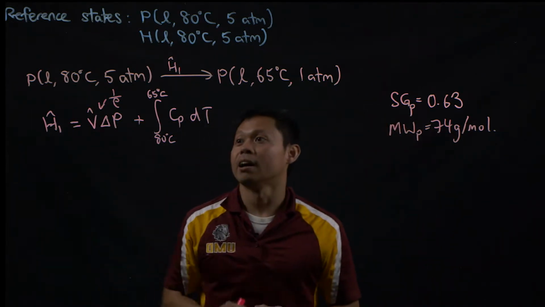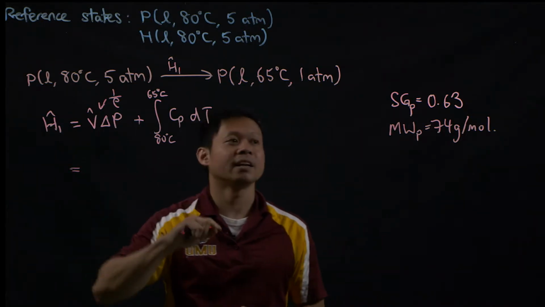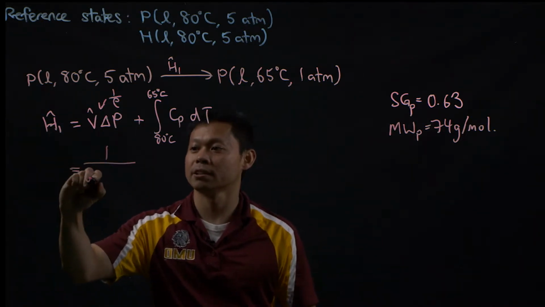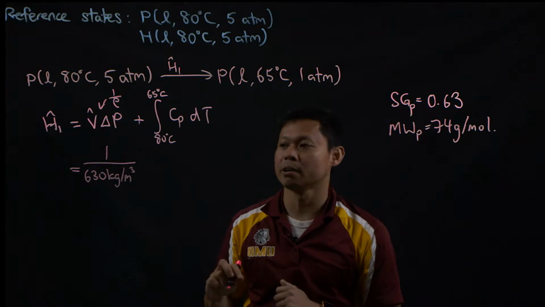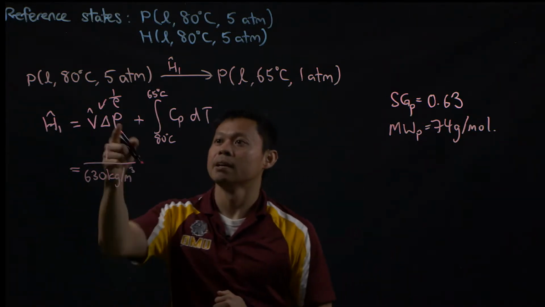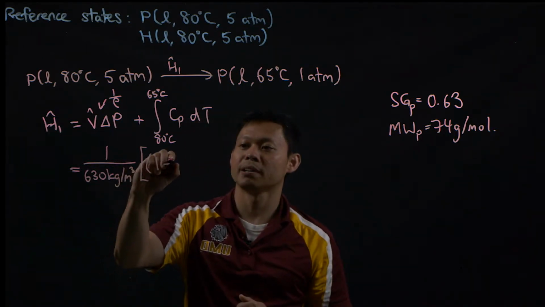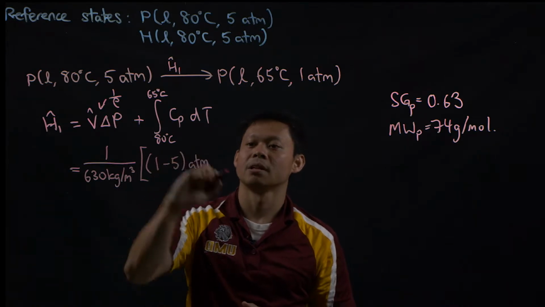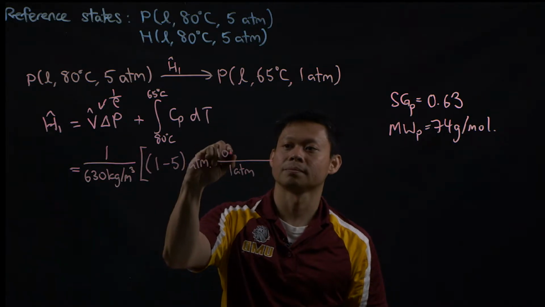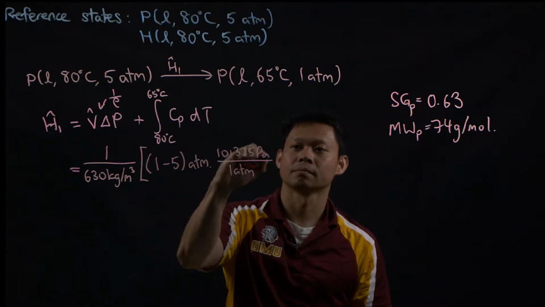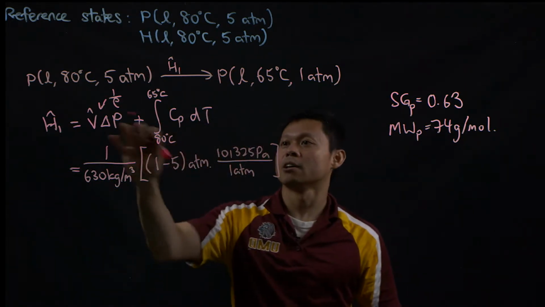Okay, so let's evaluate our V hat delta P down here. I'm going to do everything in SI units. So our V hat is 1 over our density, so 1 over 630 kilograms per meter cube. This is from our specific gravity multiplied by 1,000 kilograms per meter cube, which is our reference density. Now our delta P down here is the final minus the initial, so we have 1 minus 5 atmospheres. But I'm going to do everything in SI units, so I'm going to convert atmospheres to pascals. All right, and so now I have this, and this is our V hat delta P term.